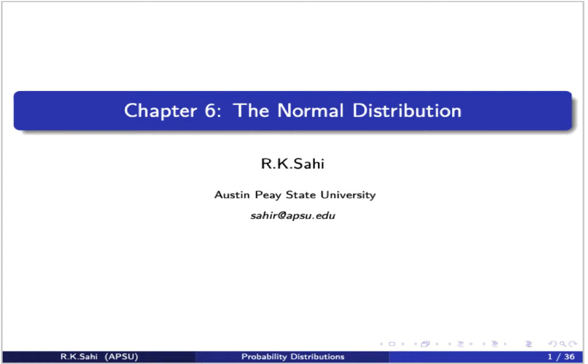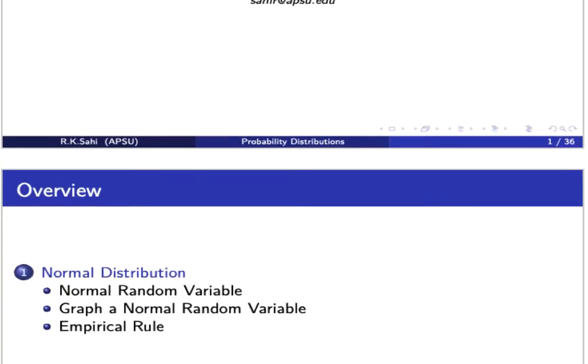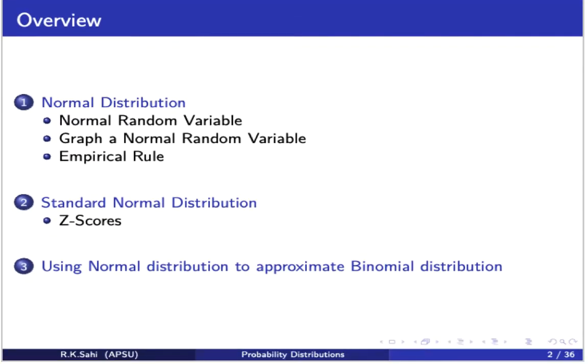In normal distribution, we're going to look at some of these topics. We're going to look at what is a normal random variable, how can we graph a normal random variable, apply the empirical rule, do some examples, then we look at the standard normal distribution, and we will also be using normal distribution to approximate binomial distributions. So let's start here.